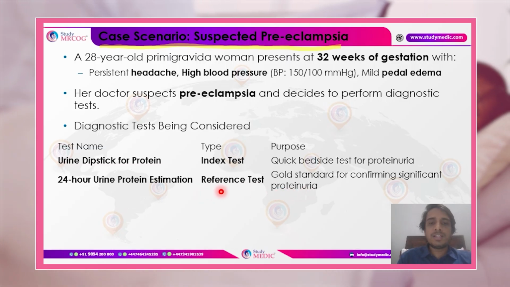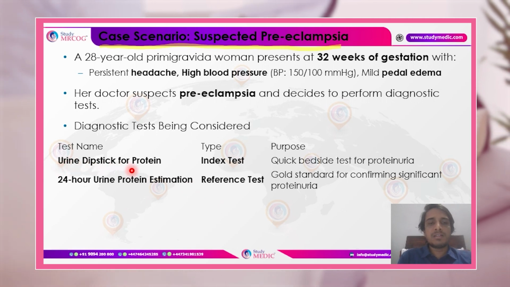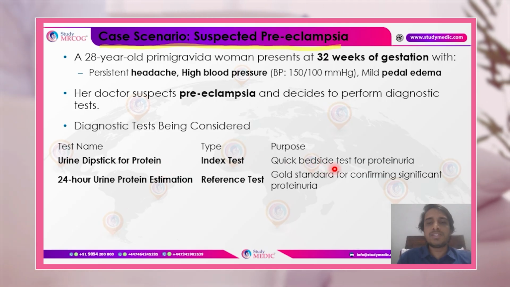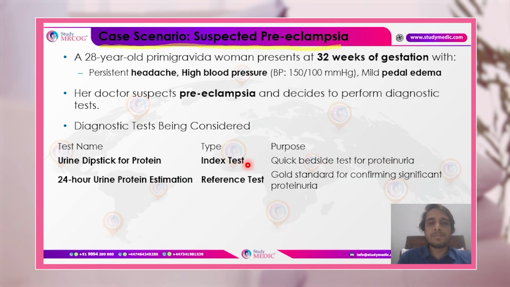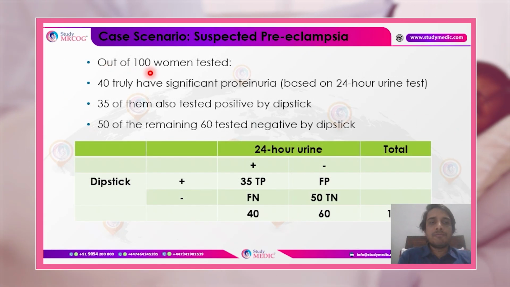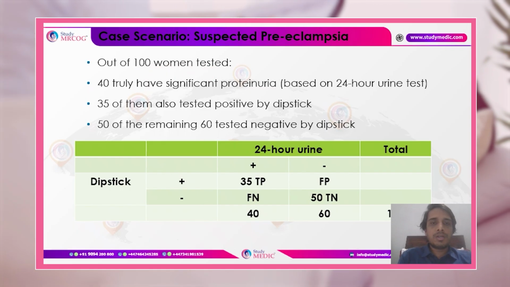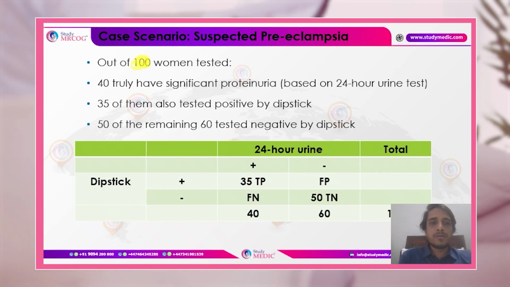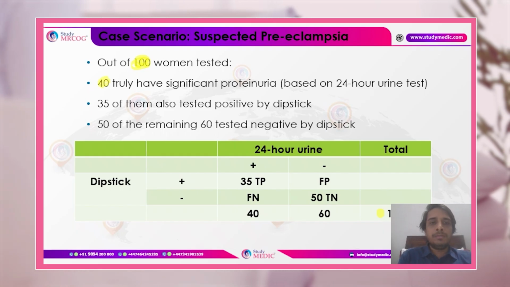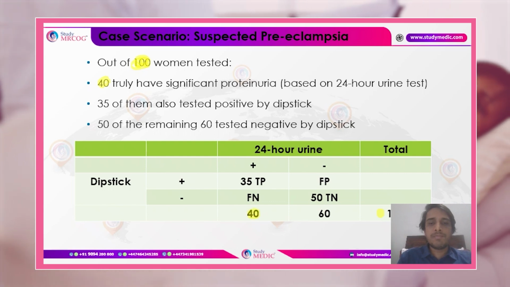Now let us consider this as the reference test. Whereas let us compare the urine dipstick test for protein, which is a very quick, easily performable bedside test for proteinuria, as the index test. Out of 100 women tested, we write 100 as the total, 40 truly have significant proteinuria. That means 40 of them have the condition.